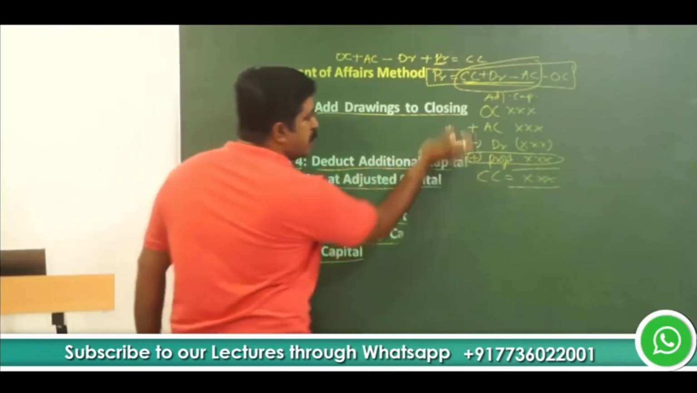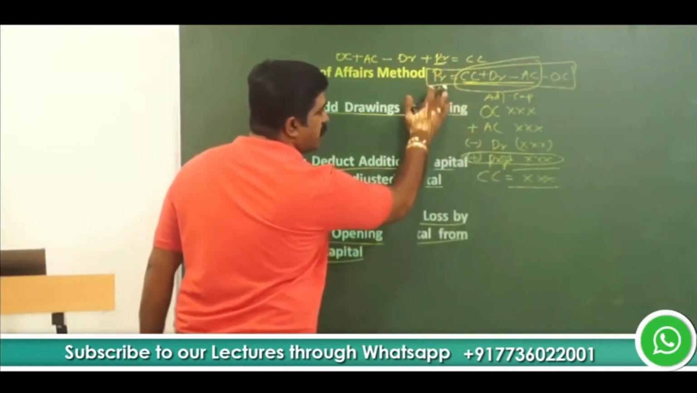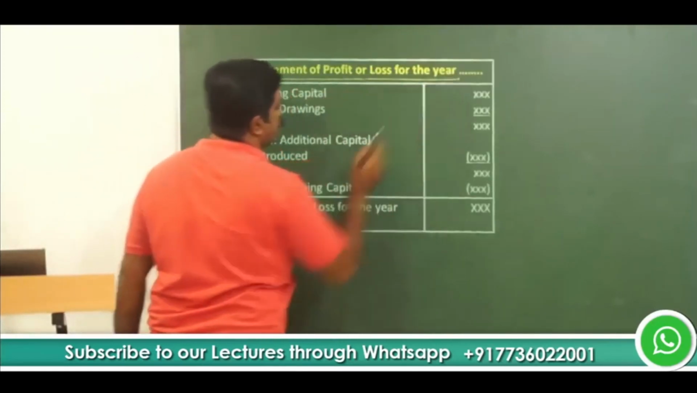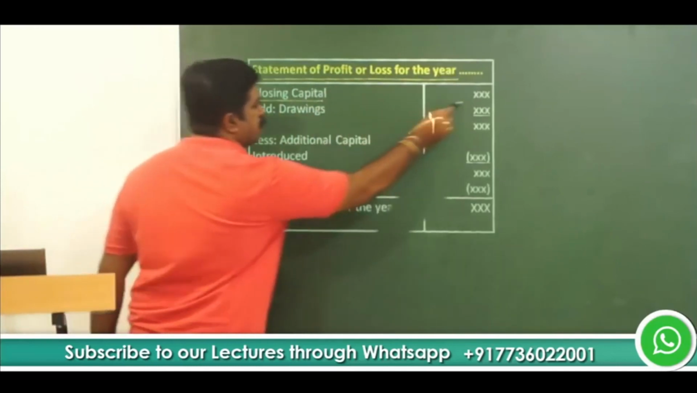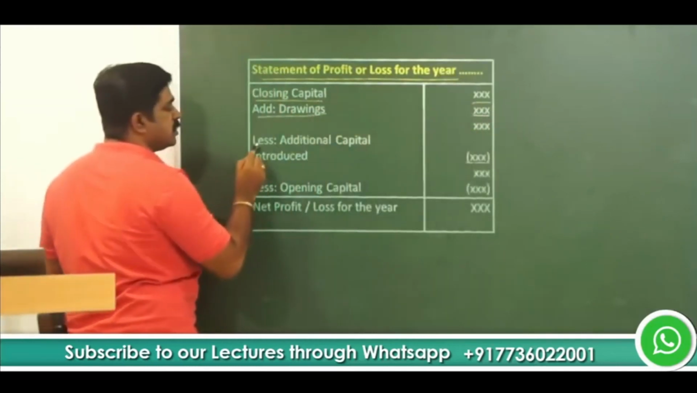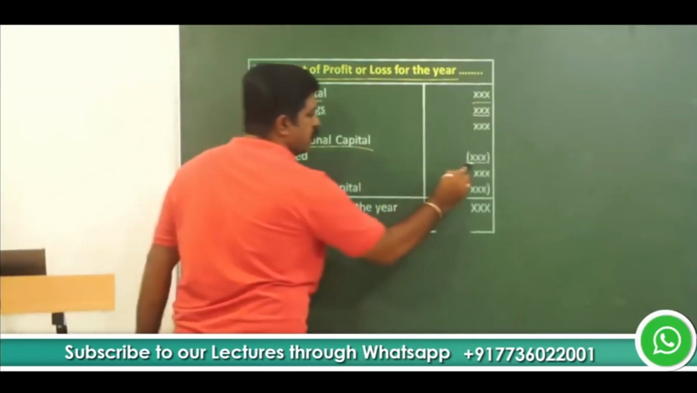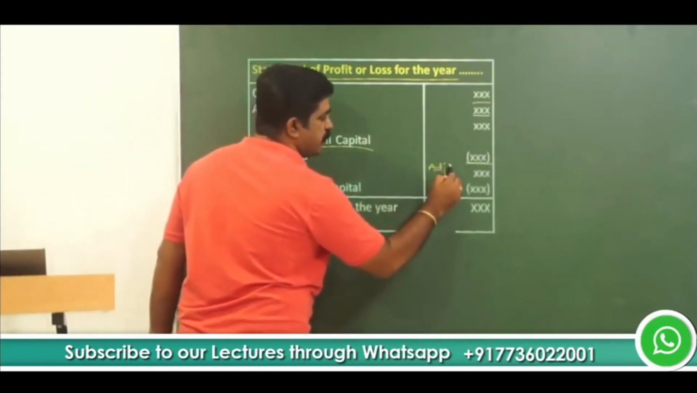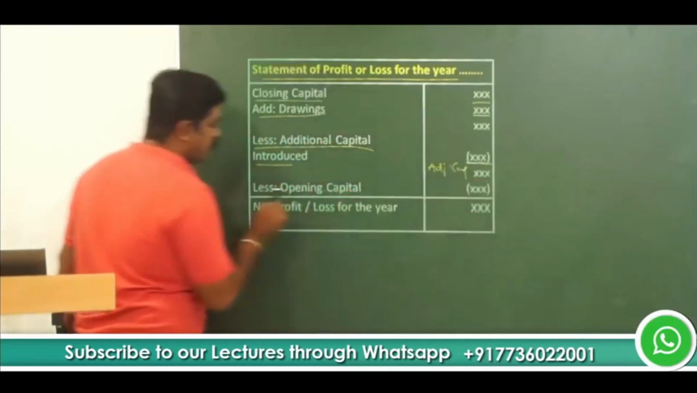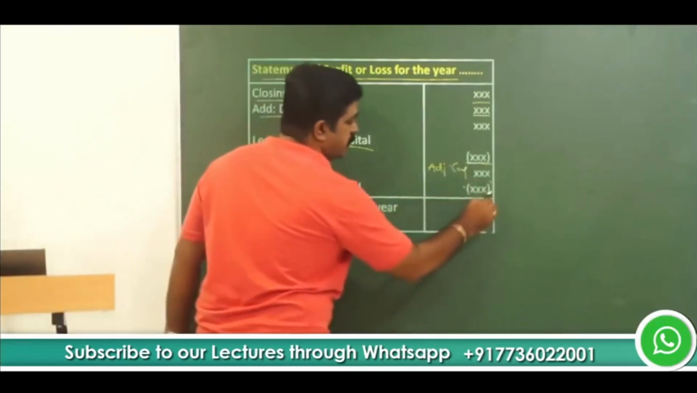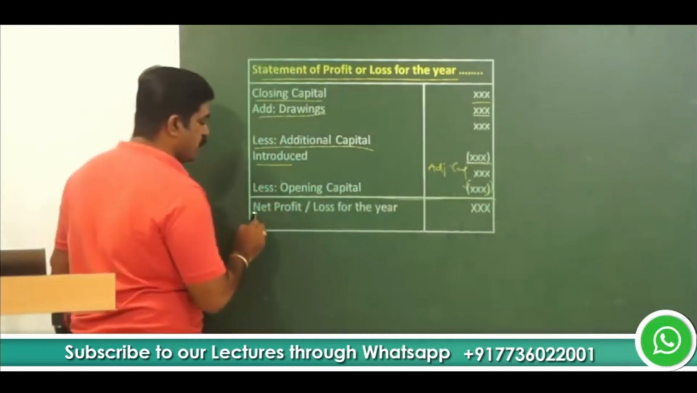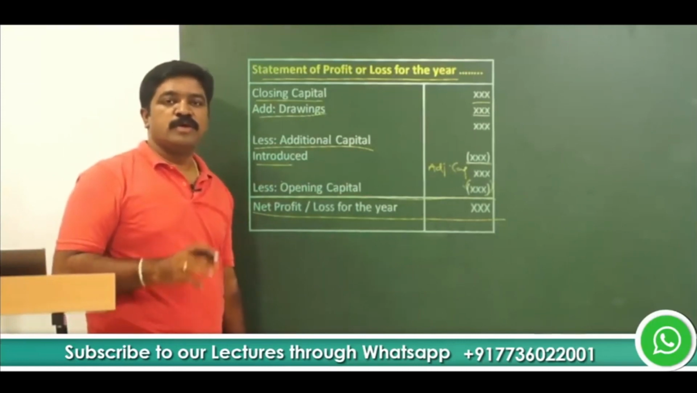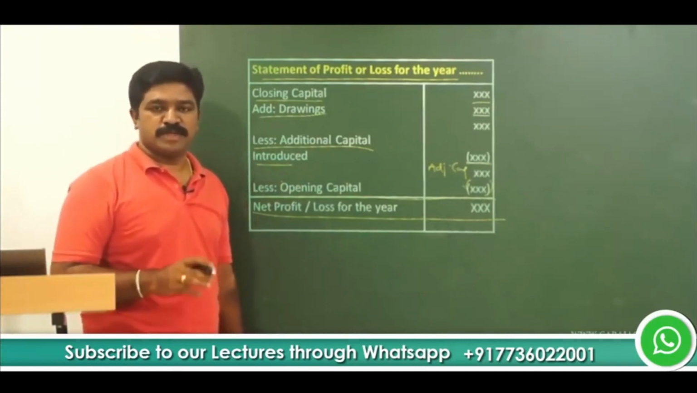I will show you that in table format. Whatever we have done here, I will show you in table format. Look at this statement of profit or loss for the year. We'll start with closing capital, add drawings, less additional capital. So what you have now is adjusted capital. From that also deduct the opening capital. Once that is done, what you have is net profit or loss for the year. This is how we compute profit under statement of affairs method.